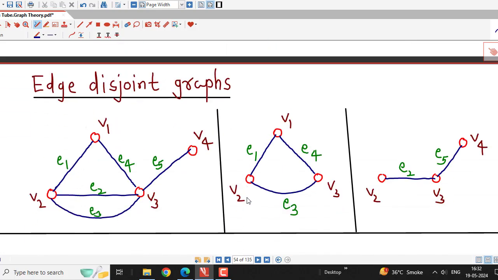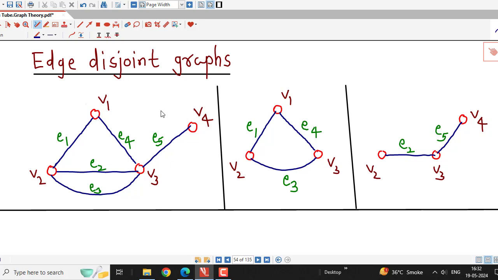Here I have taken an example showing edge disjoint subgraphs. This is graph G and these are subgraphs of graph G. Graph G has V1, V2, V3 and V4, 4 vertices and 5 edges. And for edge disjoint subgraphs, I have to take care that no edges are common in H1 and H2. So for H1 I have taken these 3 edges E1, E3 and E4, and for H2 I have taken these 2 edges E2 and E5. So these two are edge disjoint subgraphs because no edges are common.